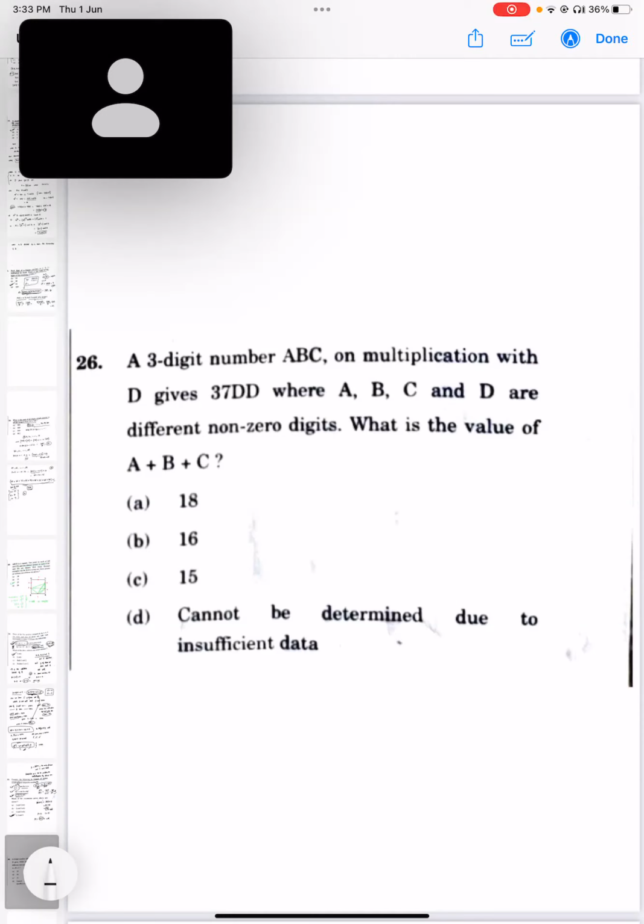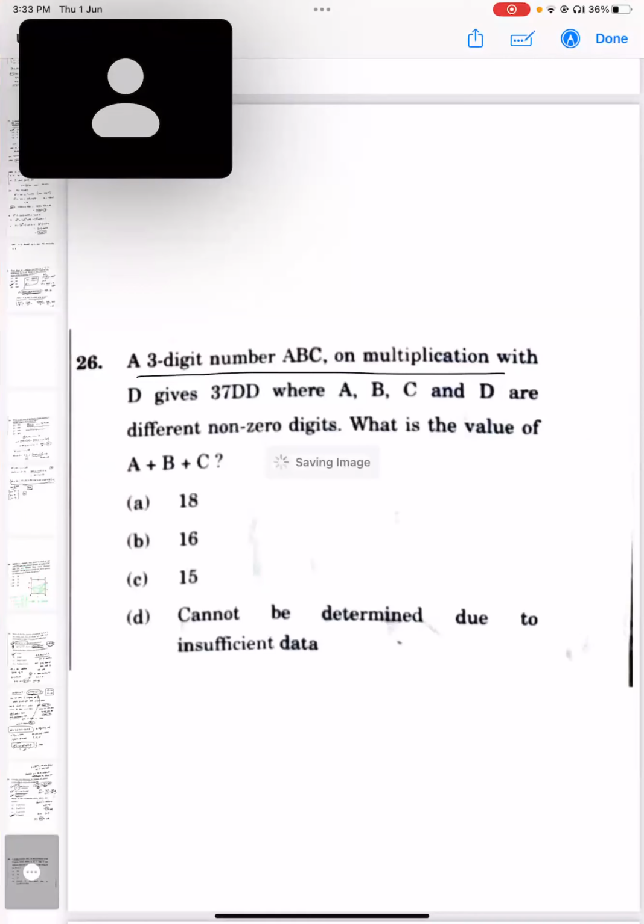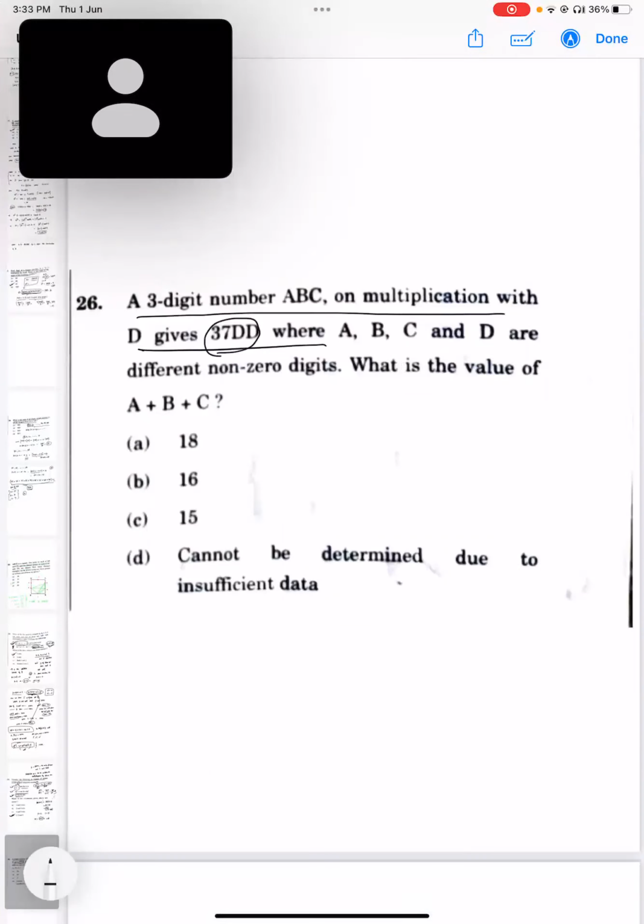So let's start with question number 26. It says the 3-digit number ABC on multiplication with D gives 37DD, right? So the 3-digit number ABC.